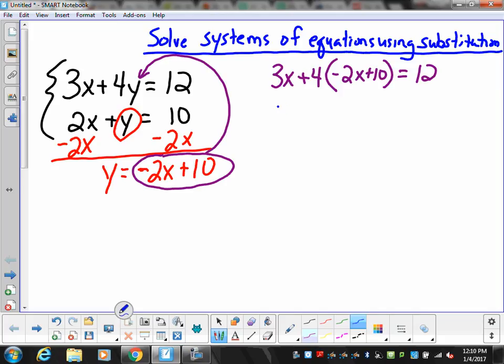So first up here, just bring down the 3x, and then I need to distribute. 4 times negative 2x is a minus 8x, and then 4 times 10 is a positive 40. So that first step, all I did was distribute the 4 to the negative 2x and to the positive 10.